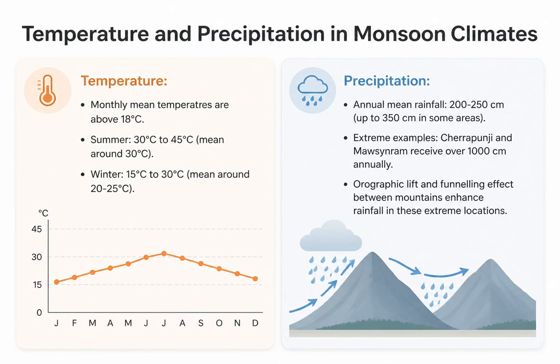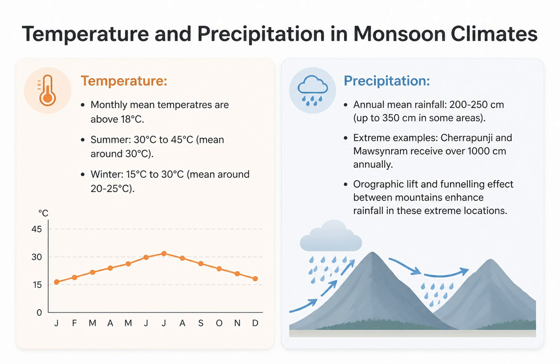Temperatures in the monsoon climate remain warm, with monthly means always above 18 degrees Celsius. Summers can be brutally hot, pushing up to 45 degrees, while winters are mild, usually resting in the low 20s. Precipitation is heavy but highly concentrated. The annual average is around 200 to 250 centimeters.